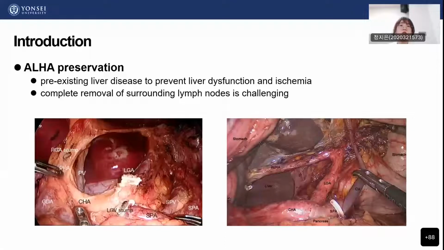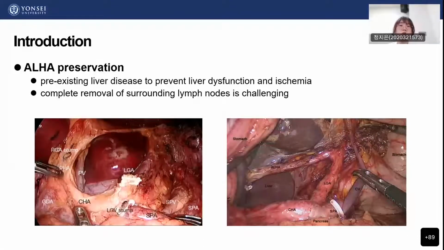However, the ligation of aberrant left hepatic artery may cause liver ischemia and severe postoperative complications, such as left hepatic lobe necrosis and liver dysfunction, because part of the liver may be supplied by this artery. So, some literature recommend preservation of aberrant left hepatic artery during surgery, especially in patients with pre-existing liver disease, to prevent liver dysfunction and ischemia.